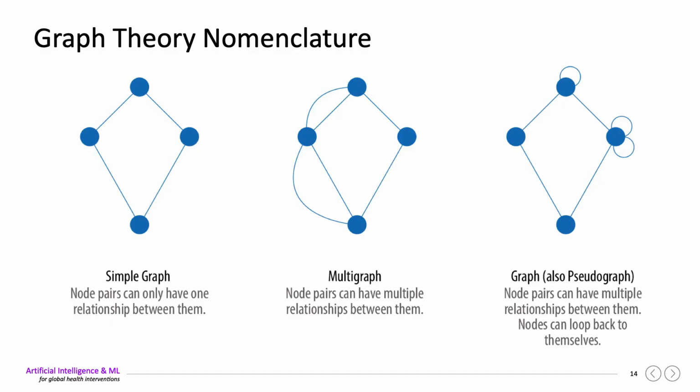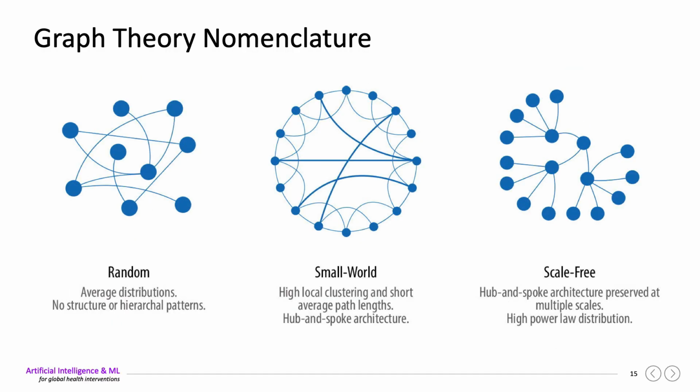Now let's look at some characteristic global topologies of graphs. Take a look at 3 important network archetypes. A random graph has average distributions with no particular structure or hierarchical pattern. A small world graph has high local clustering and short average path lengths, often with a hub and spoke character. This is the famous 6 degrees of separation property.